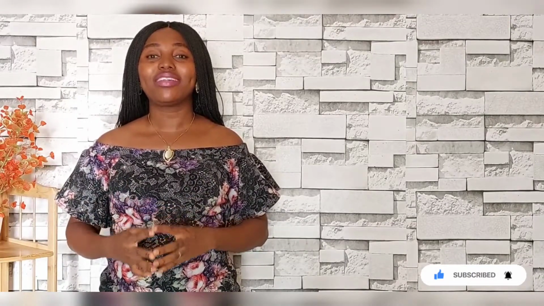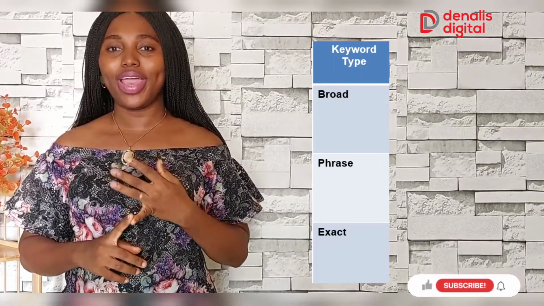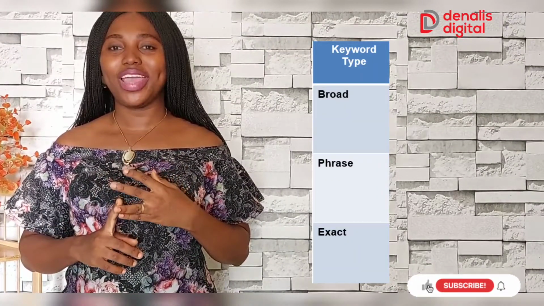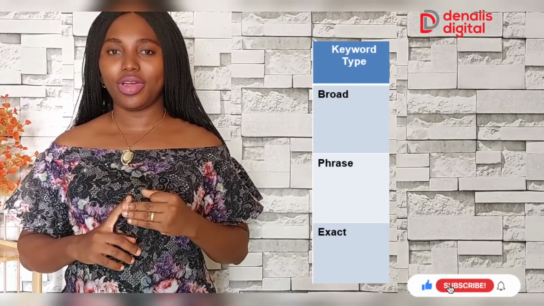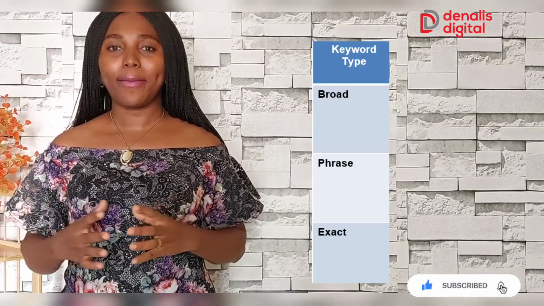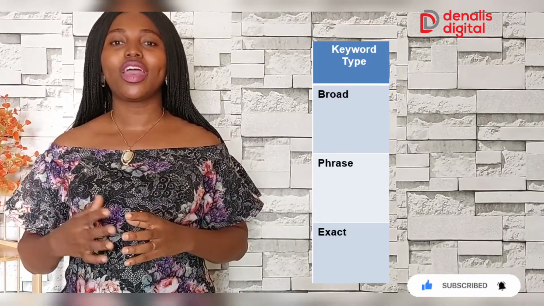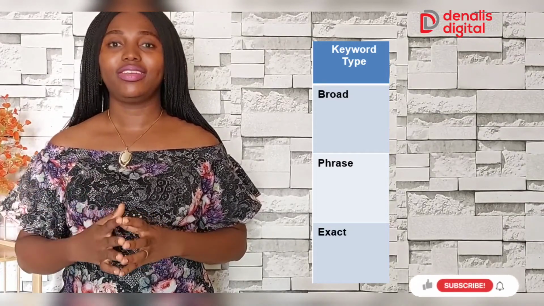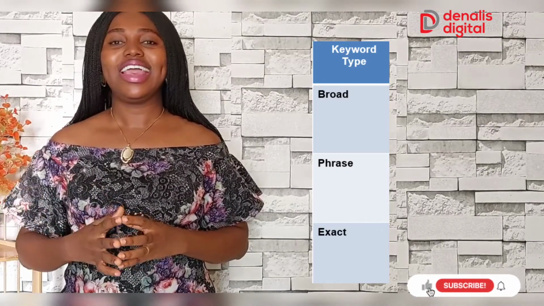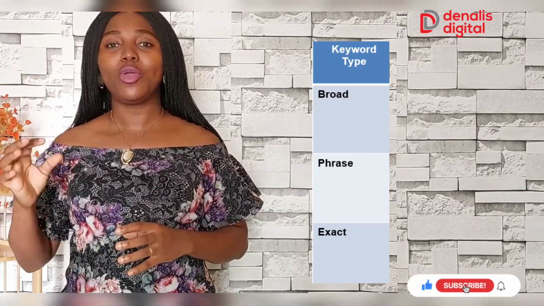Now, the keyword types are three. Let's touch on them. 1. Broad keyword. 2. Phrase keyword. And 3. Exact keyword. So as a marketer, when you are setting up your Google search campaign and you get to the keyword section, you need to choose whether you want your keyword to be broad, phrase, or exact. Now let's explain in detail what each of these types of keywords means.